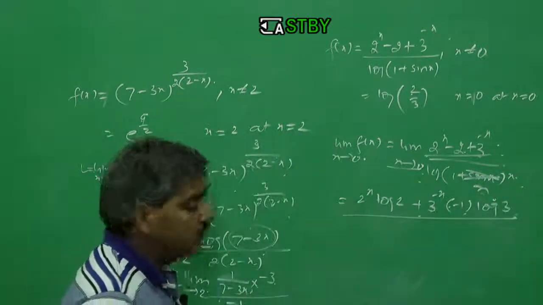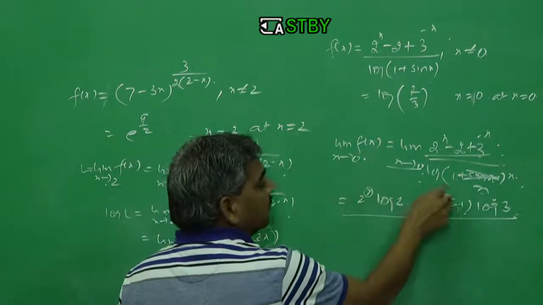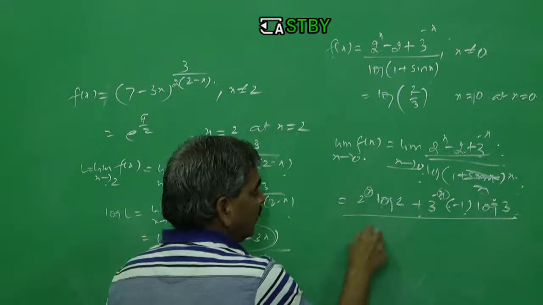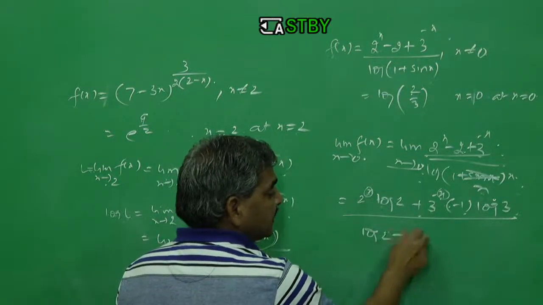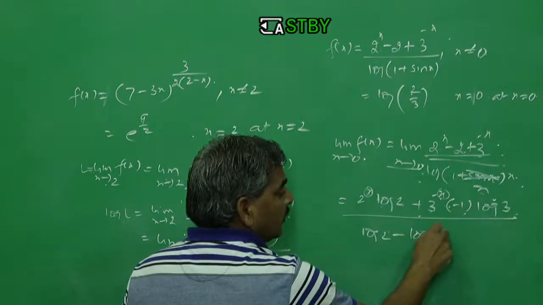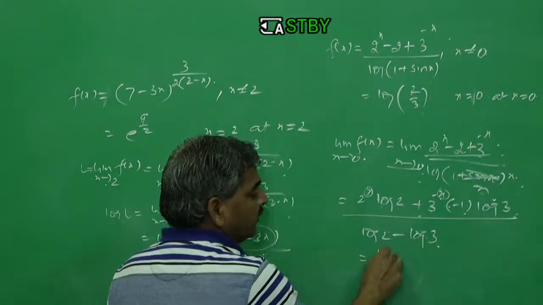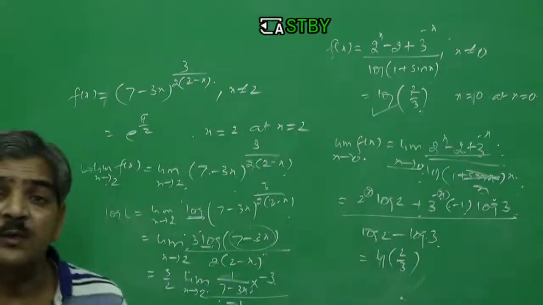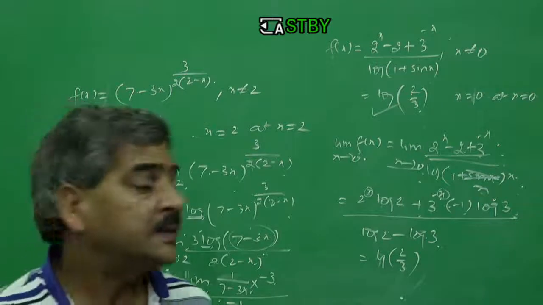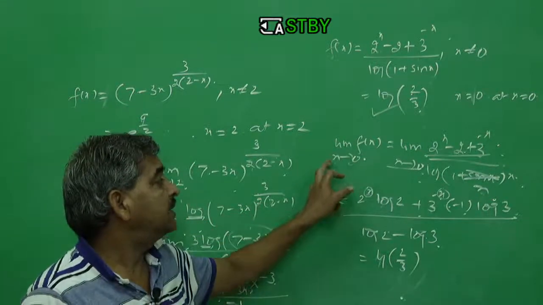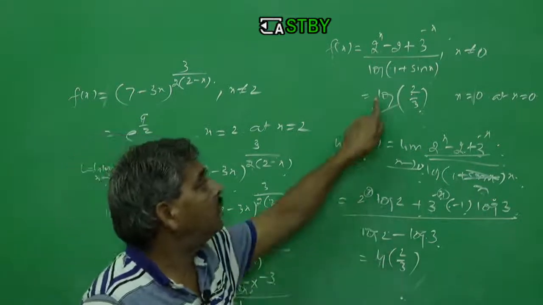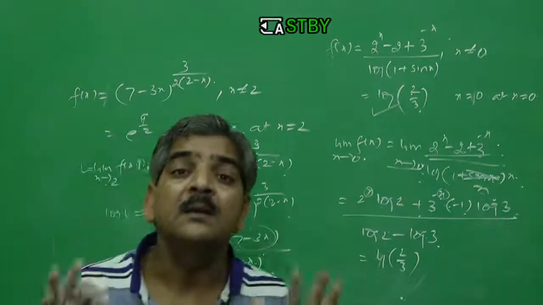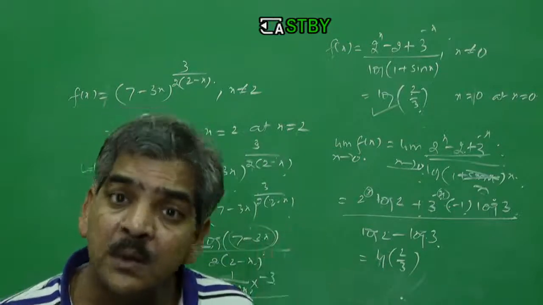It is correct. Now put x is equal to 0. If I put x is equal to 0, what will we get? This is 1 log of 2. Next, minus log of 3. And that is equal to log of 2 by 3. You can confirm the value of the function at 0 is 2 by 3. Since the limit of the function as x tends to 0 is equal to the value of the function at 0, therefore the function is continuous at x is equal to 0.